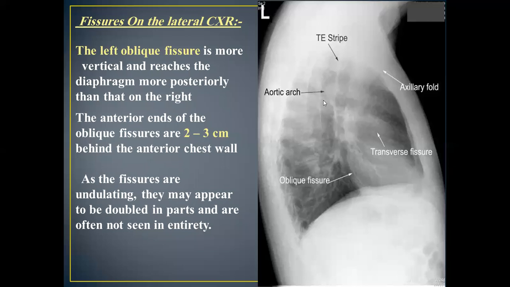The oblique fissure is not seen on frontal chest X-ray. On lateral chest X-ray, this faint line is the oblique fissure. This is the transverse fissure. The left oblique fissure is more vertical and reaches the diaphragm more posteriorly than on the right. The anterior ends of the oblique fissures are 2 to 3 cm behind the anterior chest wall, and the fissures are usually undulating, so they may appear doubled or not seen entirely.